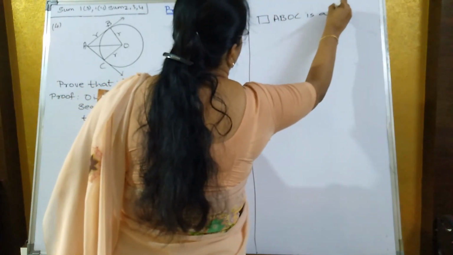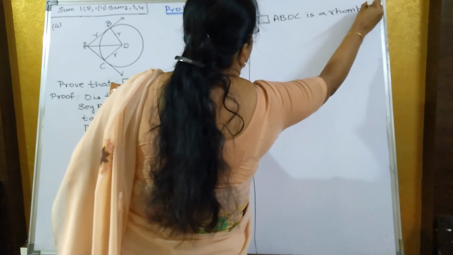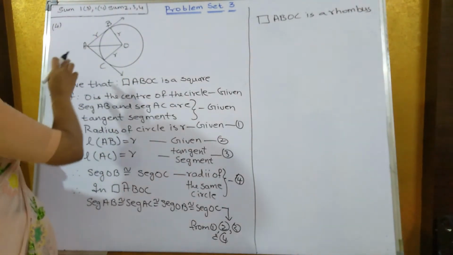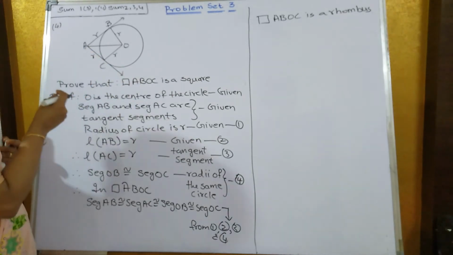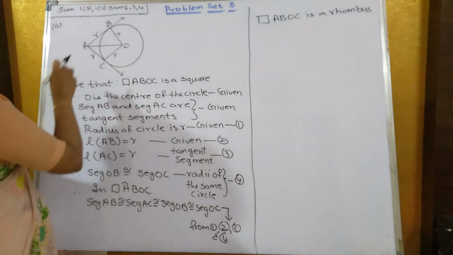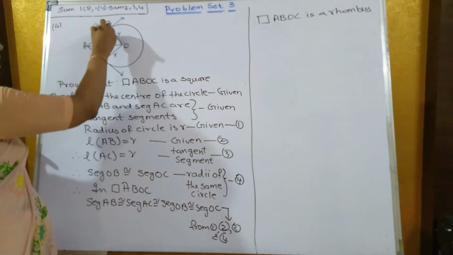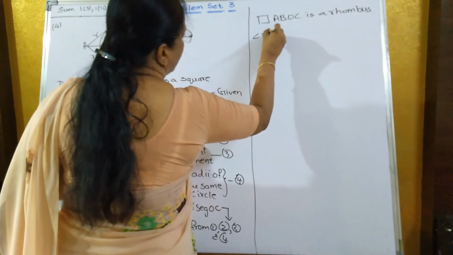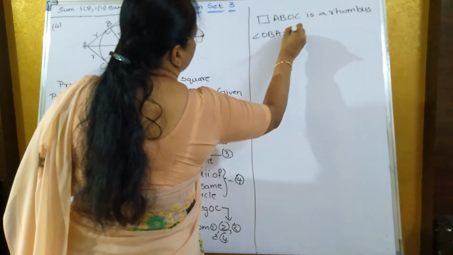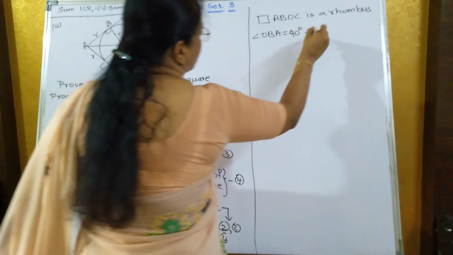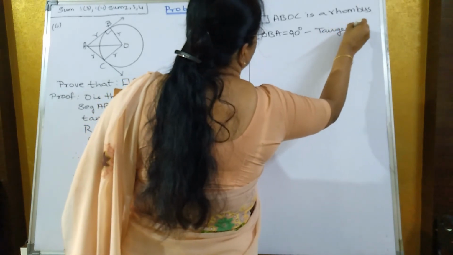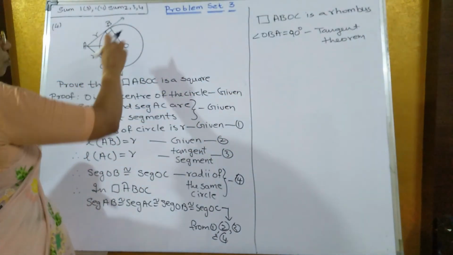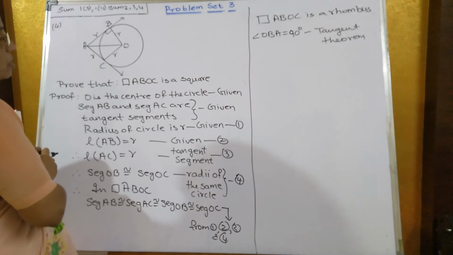You can't write square, because in a square we have to show that the angles are also 90 degrees. In a rhombus all the sides are equal, even in the square all the sides are equal, but in order to prove that the quadrilateral is a square we have to prove that the angle is 90 degrees. Now we know that this angle is how much? 90 degrees. Angle OBA is equal to 90 degrees. Reason, what will you write down? Tangent theorem. Why tangent theorem? Because AB is a tangent and OB is a radius, so angle OBA is equal to 90 degrees.